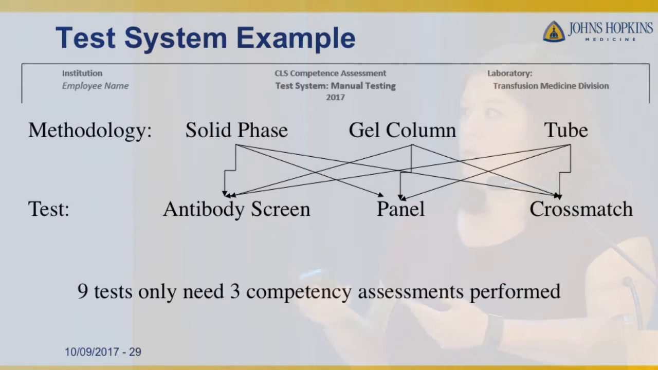So I don't necessarily have to do one for each. And then guess what? The following year, I can switch it up and say, all right, I'm going to do my panel by solid phase, my antibody screen by tube, and my cross match by gel. So now I'm hitting all of those methods again, because a panel is the same as an antibody screen, is the same as a cross match in most of these systems. And then I can switch it up again the following year and keep everything going. So this way, I'm actually only doing 3 tests for competency assessment instead of 9. And you can do this going on for other types of things. This is just my example for that.